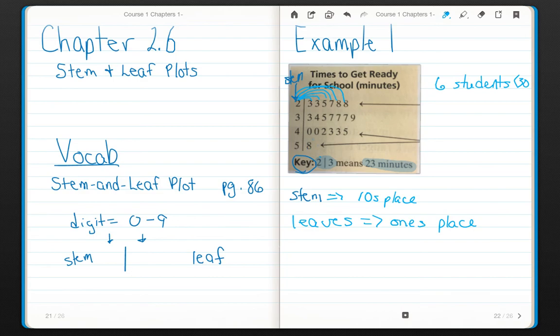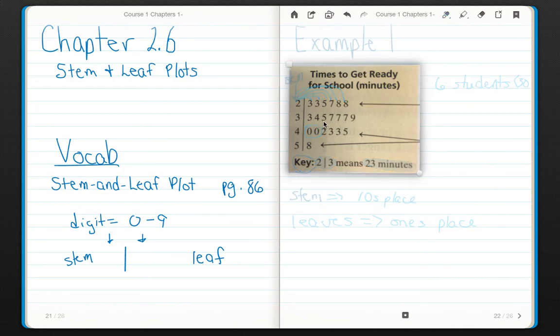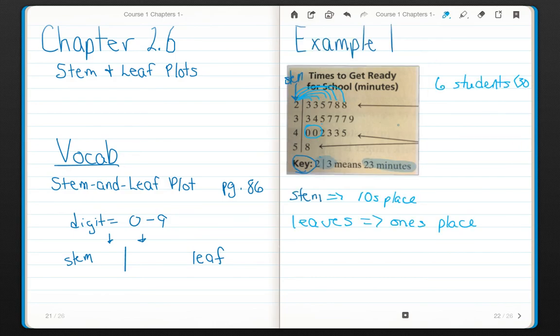The other question said, how many will take more than 40 minutes? Well, here I have 2 zeros. Those are both equal to 40 minutes. 4 in the tens place, 0 in the ones. So I have 2 that are exactly 40 minutes. So these two don't count.